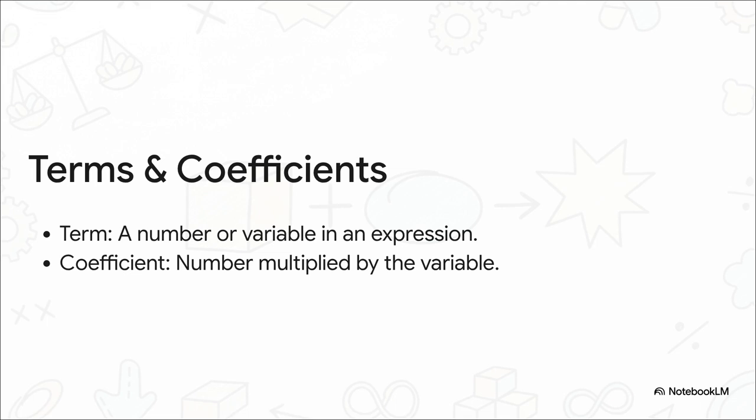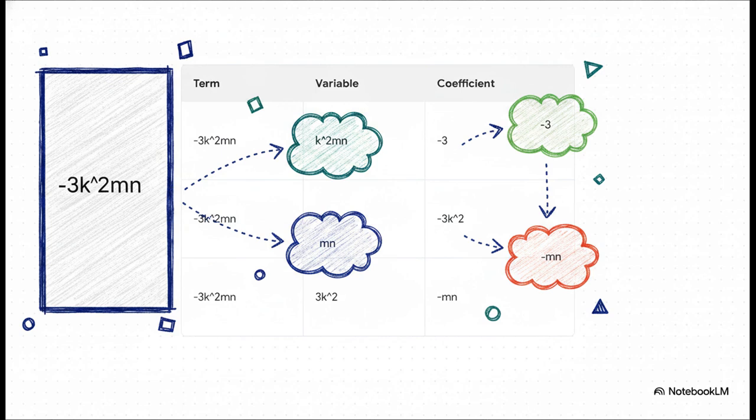Now pay close attention, because these next 2 definitions are absolutely vital for everything we do next. A term is either a number or a variable in an expression. It's the whole chunk. A coefficient, on the other hand, is any number or symbol multiplied by the variable within that term. To put it simply, the term is the whole entire piece, and the coefficient is just the multiplier attached to the specific variable you're looking at. What's really fascinating about coefficients is how totally flexible they can be, depending entirely on your perspective.